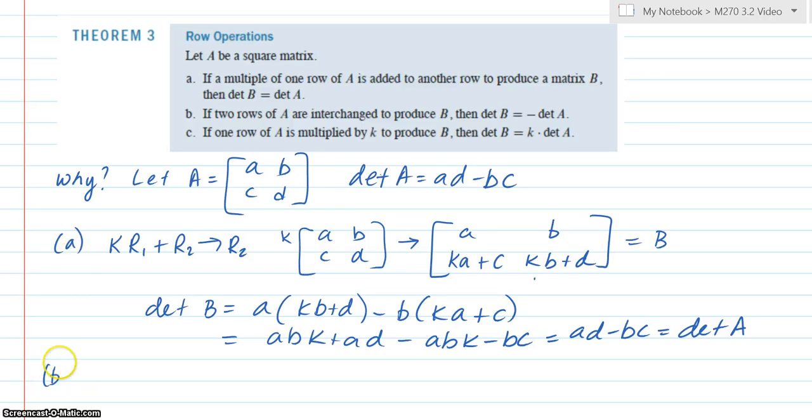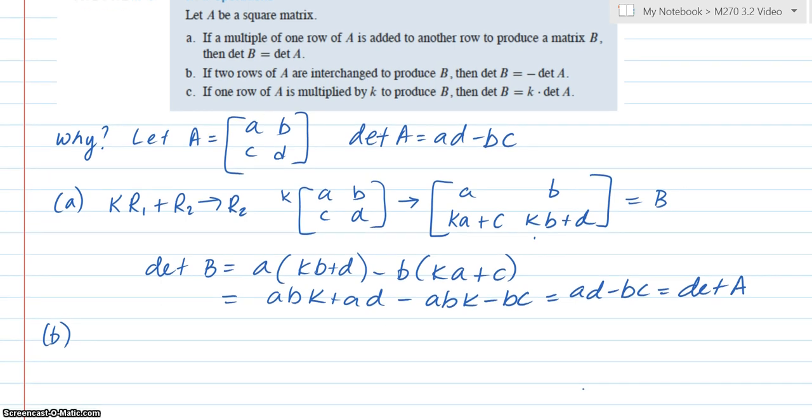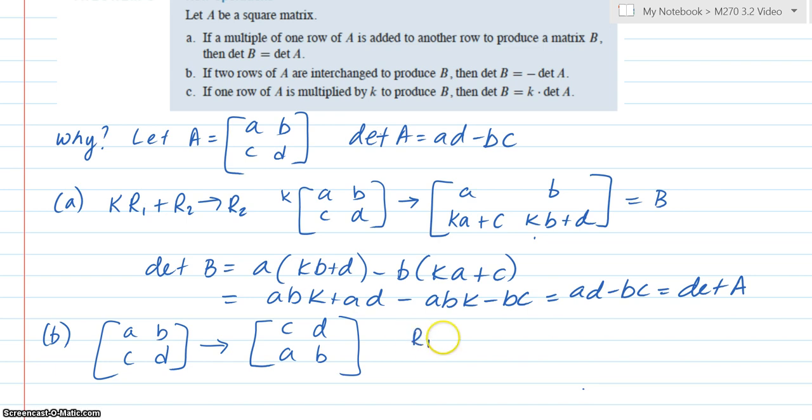So now let's look at part B. Again, I'm only going to prove this for a 2 by 2. So if I start with my A, and I interchange two rows, so if I make this C, D, A, B, what I'm doing is taking row 1 and interchanging it with row 2.